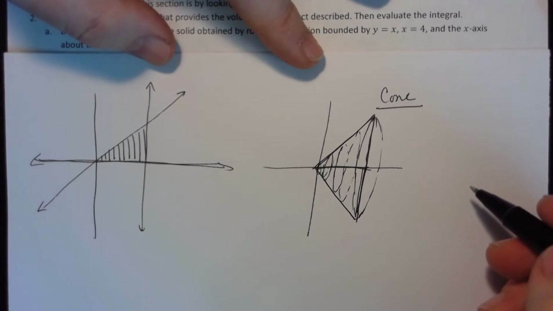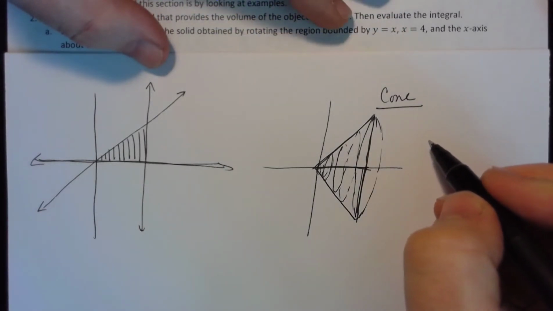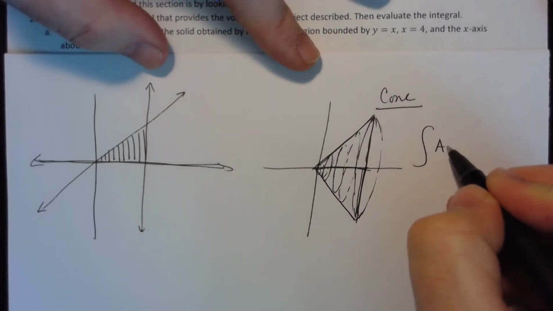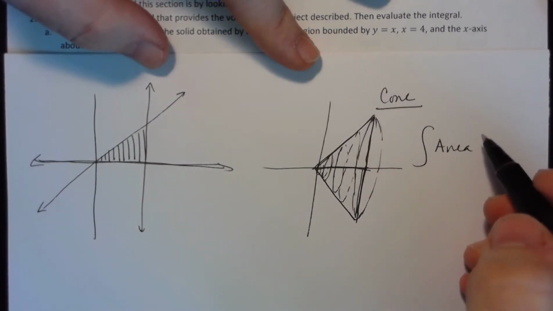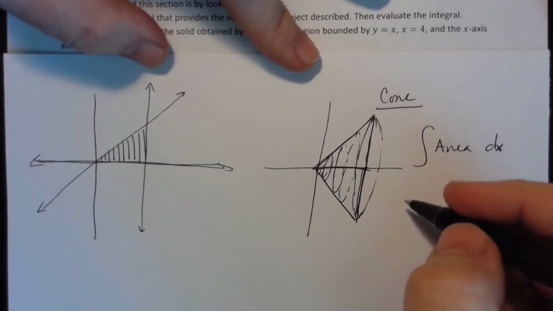So the idea here is this. I need to, once again, just like the volume by attachment, integrate some kind of area function. I'm also going to note that I'm going to integrate this in terms of dx. Now, it's not always going to be in terms of dx. Sometimes I might cut it in terms of dy.